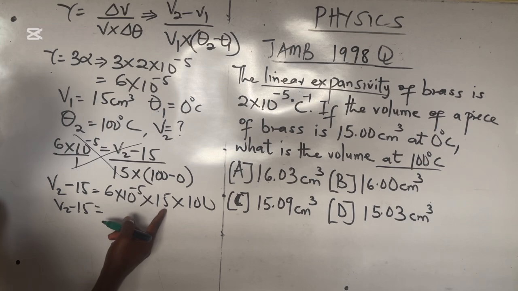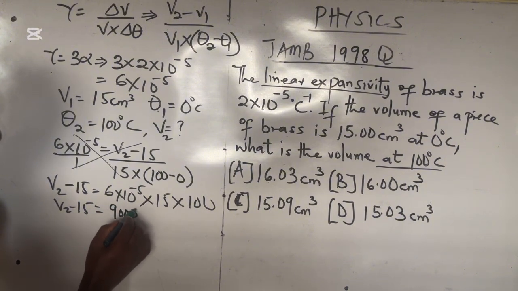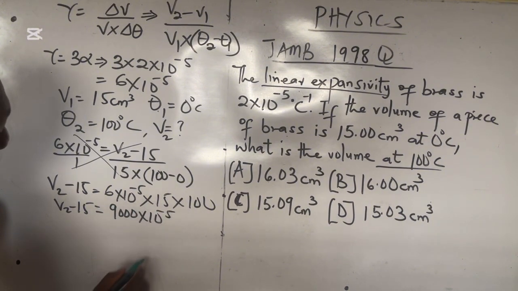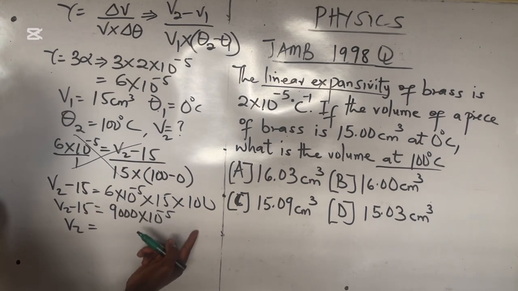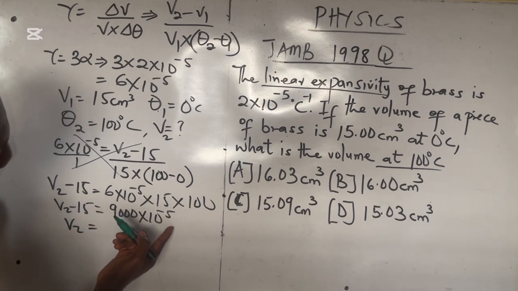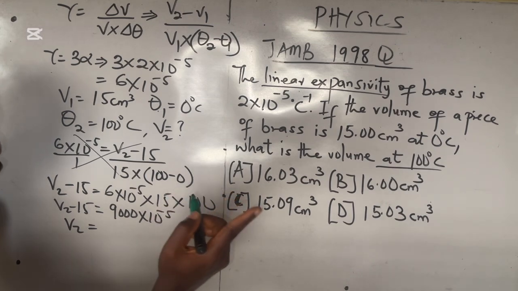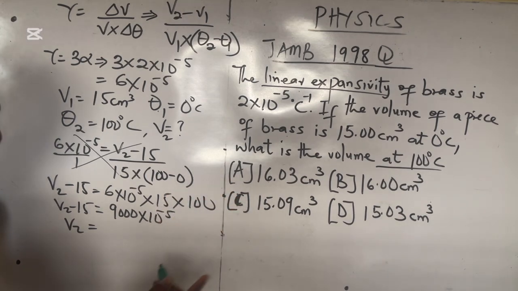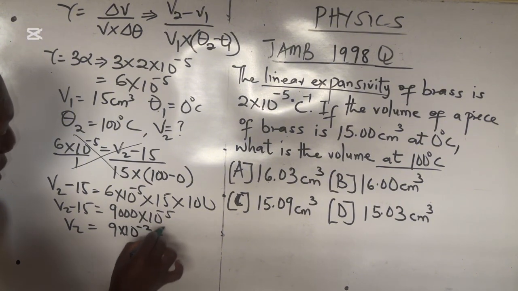So let's evaluate this. 6 times 15, that is 90. We have 9,000 here. We have 9,000 times 10 raised to the power minus 5. So when we add to V2 now, the minus 15 comes here, becomes plus 15. So when we say 9,000 times 10 raised to the power minus 5, we are left with 9 times 10 raised to the power minus 2 plus 15.